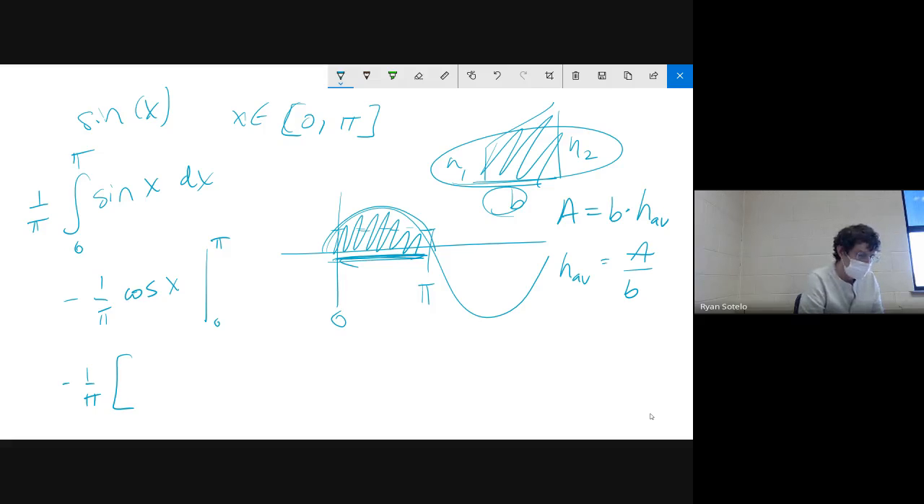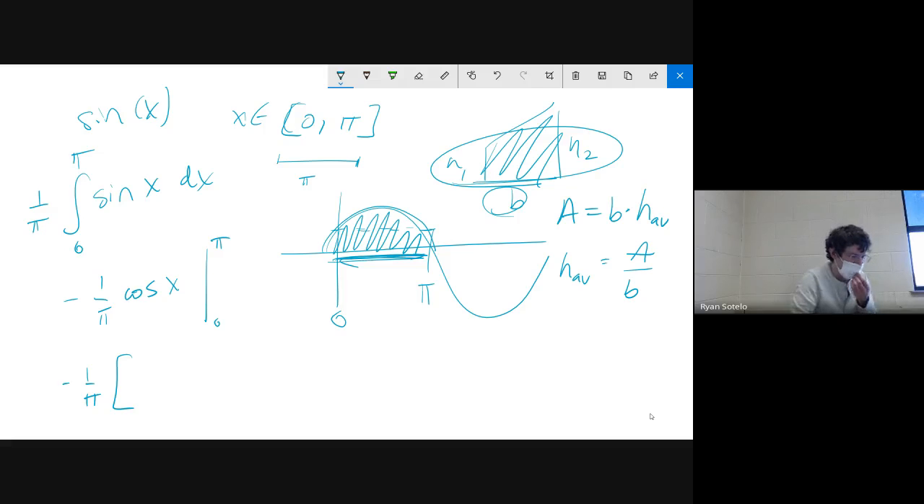Why is it 1 over pi? Because the formula said so. It said 1 over the base, on your sheet. The length of the interval is from 0 to pi, so the length is pi, right? That's how wide it is. You divide by the length of the interval. Dividing is the same as multiplying by the reciprocal, right?